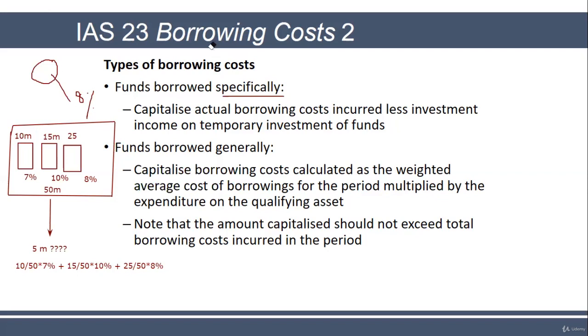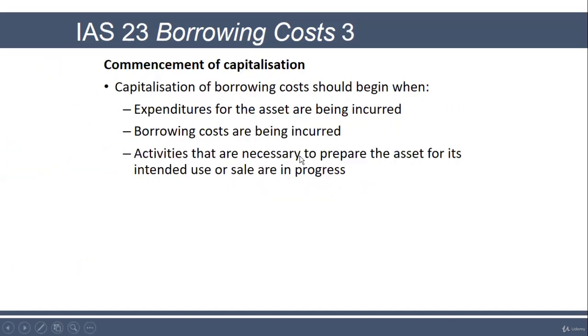So funds borrowed specifically and funds borrowed generally. Generally, capitalized borrowing costs are calculated as the weighted average cost of borrowing for the period, multiplied by the expenditure on the qualifying assets. Note that the amount capitalized should not exceed total borrowing costs incurred in the period. So this is the average way we have calculated. So these are two types of fund.